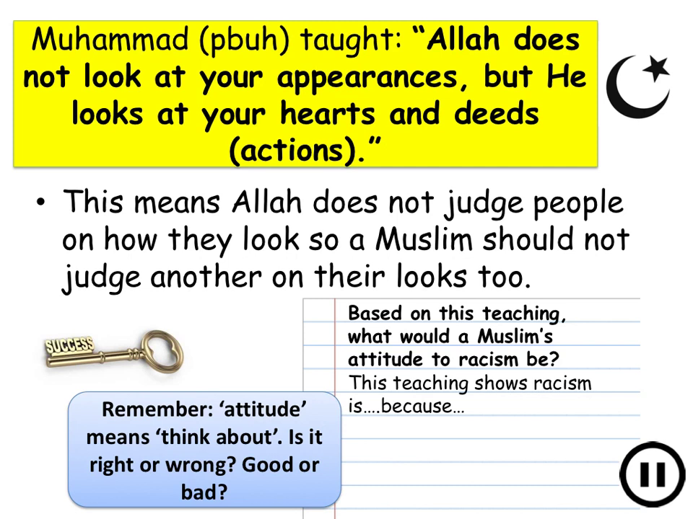Hopefully, you should have got something along the lines of, this teaching shows that racism is bad because Muhammad taught that Allah does not look upon your appearances, but upon your hearts and deeds. This means that it doesn't matter what you look like, the only thing that matters to God is what you do. Therefore, racism would be bad because racism is an attitude based solely on the way that you look and not on the things that you do.